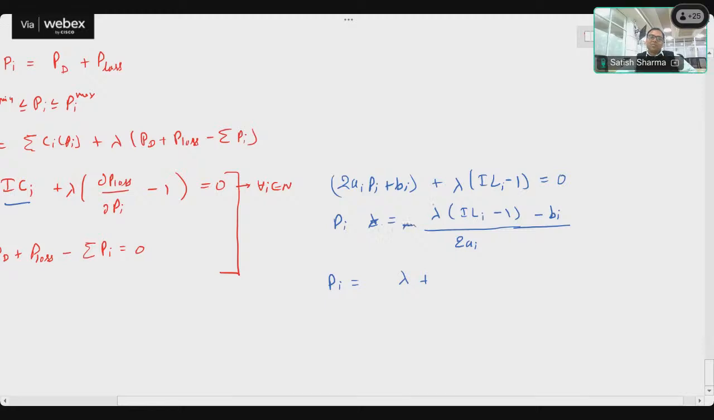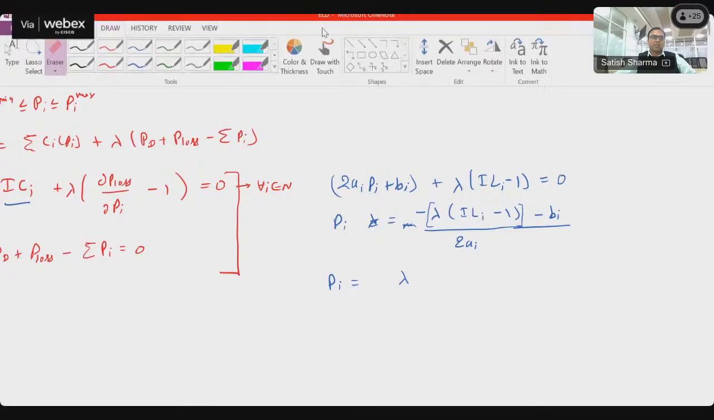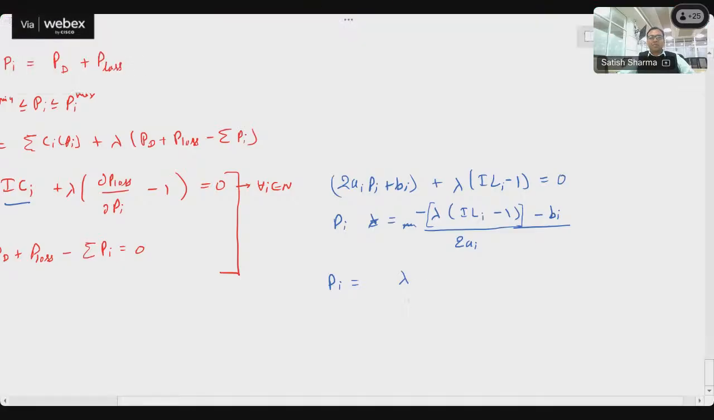This sign will not come here. This sign will come here only. Okay. So if it is lambda, then basically we can write it down like this: lambda minus bi minus lambda times the incremental losses of i, divided by 2ai. Now I think it is correct.